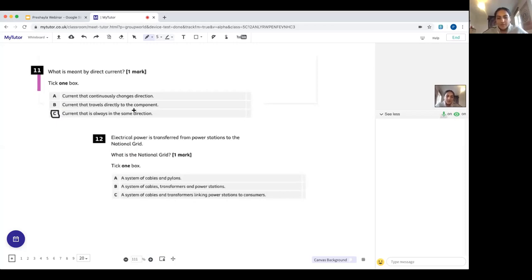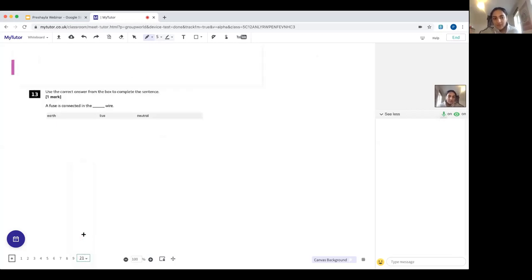Okay, and then what about the next one? Electric power is transferred from power stations to the national grid. What is the national grid? Well, the national grid is a system of cables and transformers linking power stations to consumers. So that is the definition of the national grid, us being the consumers of the electricity.